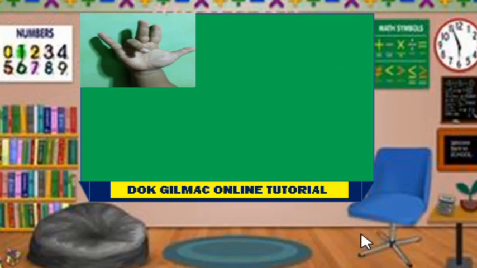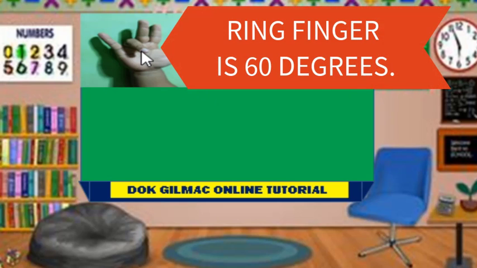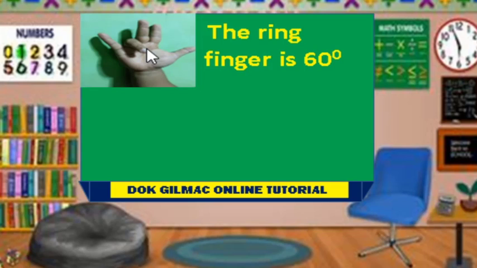If we are to determine cosine and sine of 60 degrees, take note, the ring finger represents 60 degrees angle. If we are to look for cosine of 60 degrees, we have here 1, square root of 1 over 2, or 1/2. So cosine 60 degrees is simply 1/2.